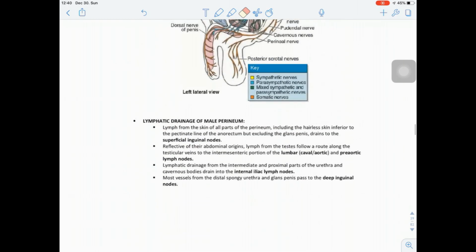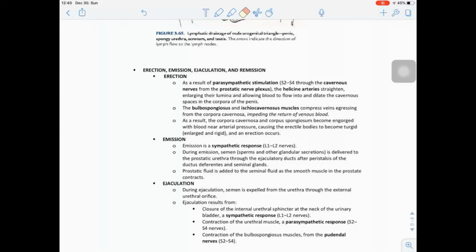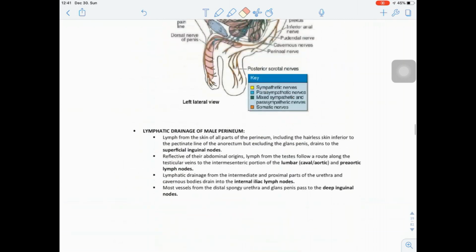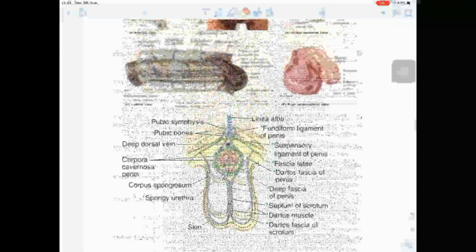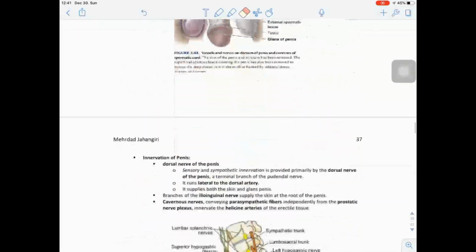As I said, you remember the helicine arteries in the corpora cavernosa. Under the control of the parasympathetic nerves, you will have vasodilation, so the corpora cavernosa will be filled by blood. That's the initial event of making the erection. From the other side, the muscles which we had at the base of the penis, or the root of the penis, wait up.